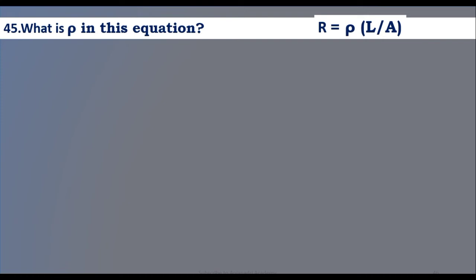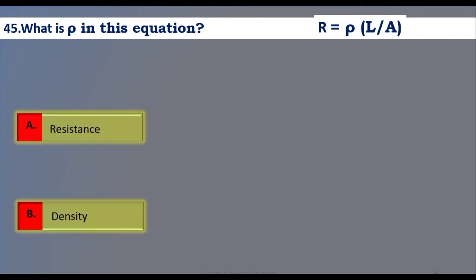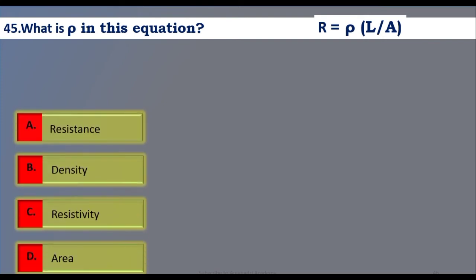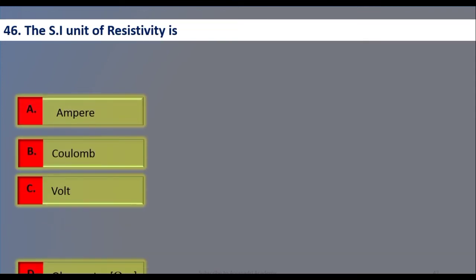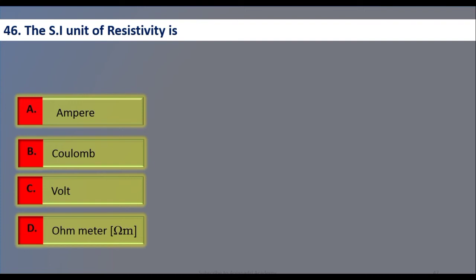What is rho in this equation? Rho means resistivity. It is not density and it is not resistance, it is resistivity, which has the SI unit of ohm meter. Option C is the right answer. The SI unit of resistivity is ohm meter, as I just told. Option D is the right answer.